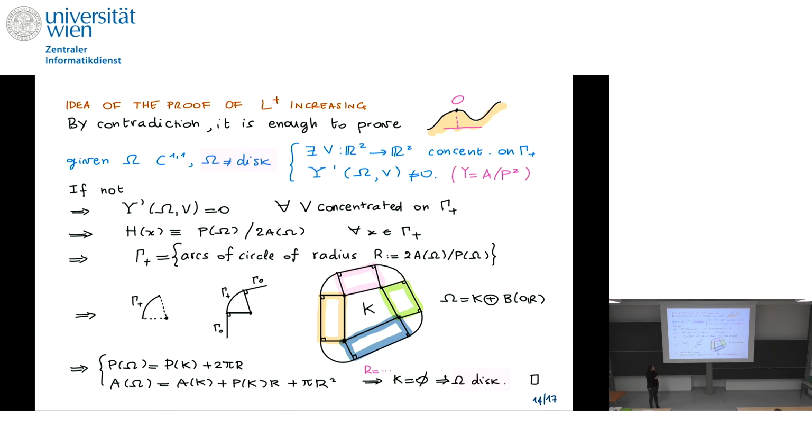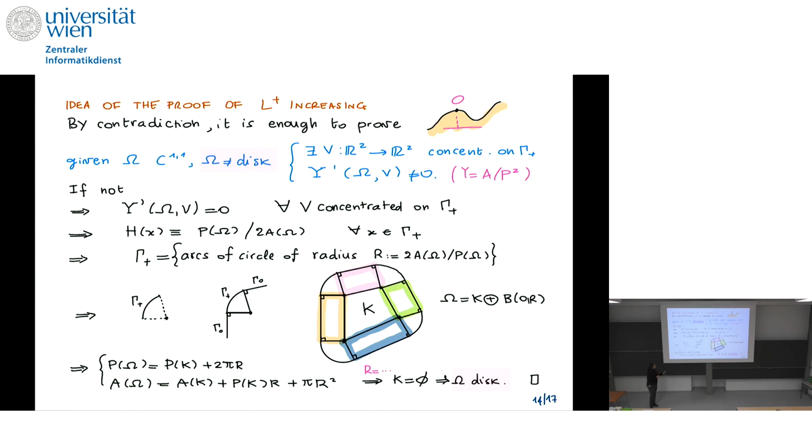Okay? So we have proved that for every C^{1,1} shape, this non-zero derivative can be found. And therefore, going back to our starting point, the upper boundary has to be increasing. As I said, similar properties can be proved for the lower boundary.